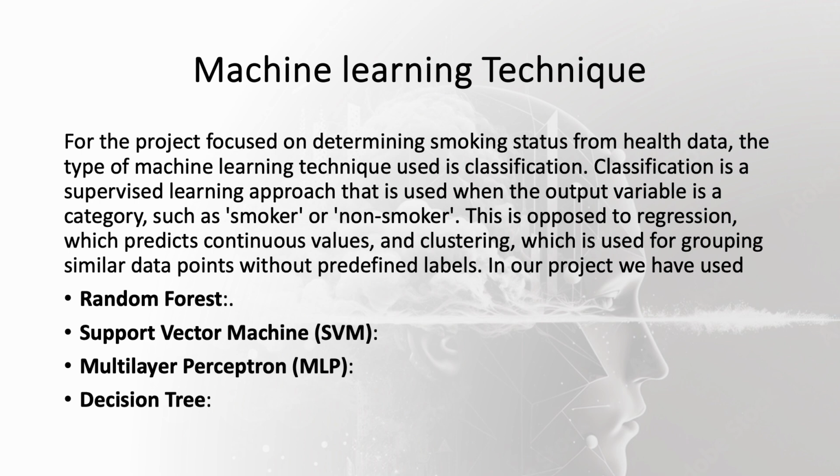So now let's talk about the machine learning technique. We use a method called classification. It's like sorting things into buckets, smoker in one and non-smoker in another. Unlike guessing numbers or grouping things without clear labels, classification is perfect for yes or no questions. We have used four algorithms in our project. The first one is random forest. The next one is support vector machine. The third one is multi-layer perceptron, and the fourth one is decision tree.